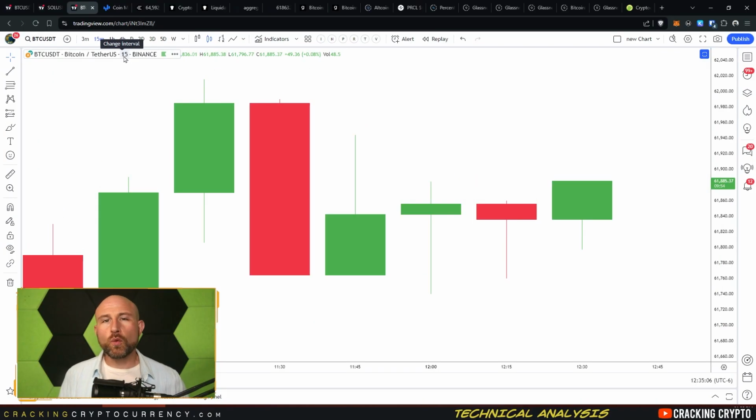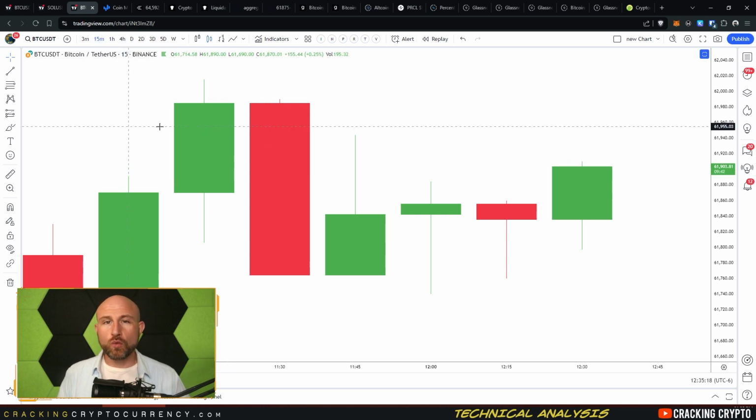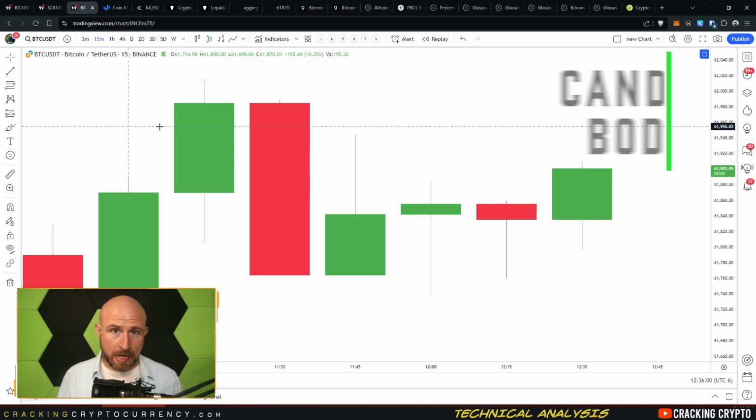Each candlestick represents a specific period of time depending on the time frame of your chart. In this example, you can see that I have the 15-minute chart selected, so each candle represents what occurred over 15 minutes. If you're looking at an hourly chart, then each candlestick will represent the buying and selling activity that occurred within that 1 hour, and so on and so forth. Each candlestick has two main components. First, there's the candle body.